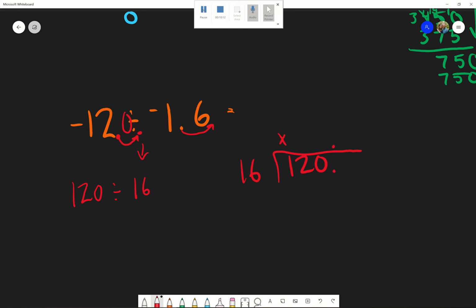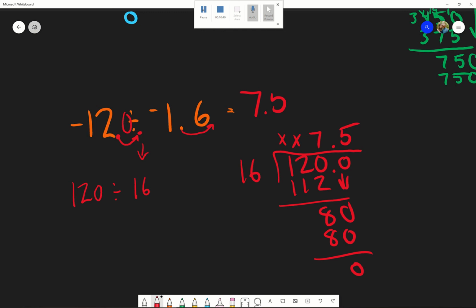16 goes into 1. No. Goes into 12? No. 16 goes into 120 7 times. 16 times 7 is 112. Gives me an 8. Bring down the 0. 16 goes into 80 5 times. Gives me an 80. Gives me no remainder. Negative 12 divided by negative 1.6 is 7.5.